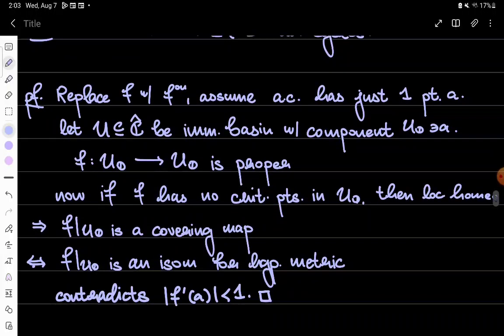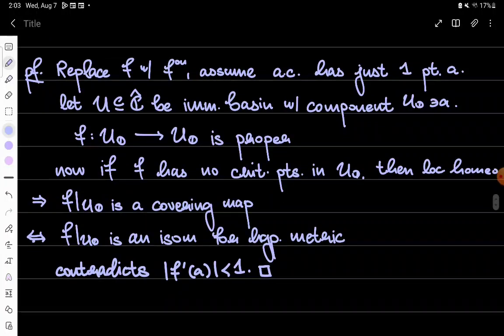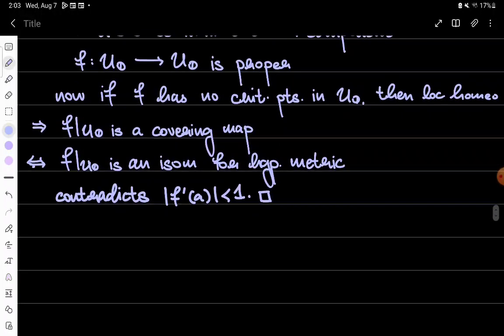Now, under the assumption that f has no critical points in U naught, it'll be a local homeomorphism. By a general fact, any proper local homeomorphism is a covering map. So the restriction of f to U naught is a cover. And this is equivalent, if we assume that the complement of U naught has at least 3 points, we can deal with the other cases separately, but they're not as interesting or general. This occurs if and only if f restricted to U naught is an isometry for the hyperbolic metric, as we saw with the Schwarz lemma. But this contradicts the fact that the multiplier at the point a is less than 1. Hence, f must have a critical point in the neighborhood U naught. And this immediately proves our claim.